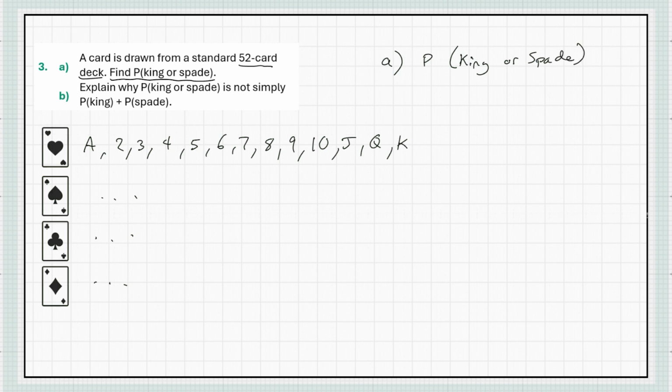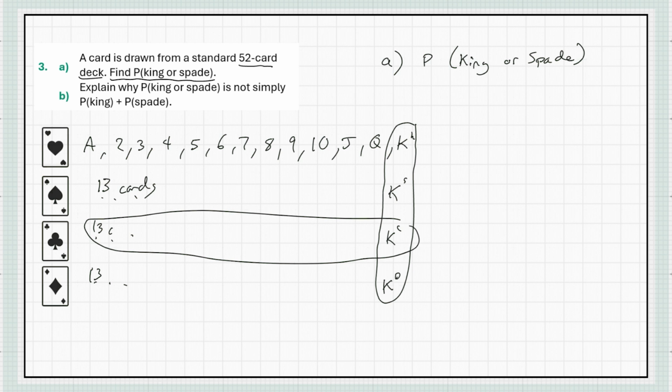Okay, so we know in the spades, which is here, there are 13 cards. There are also 13 cards here and 13 cards here. And of those 13 cards, each one of these has a king. We have a king of hearts, a king of spades, a king of clubs, and a king of diamonds. So when it's asking what the probability of getting a king or a spade is, you might think, oh, it's going to be the probability of getting these 4 kings against the probability of getting these 13 other values.